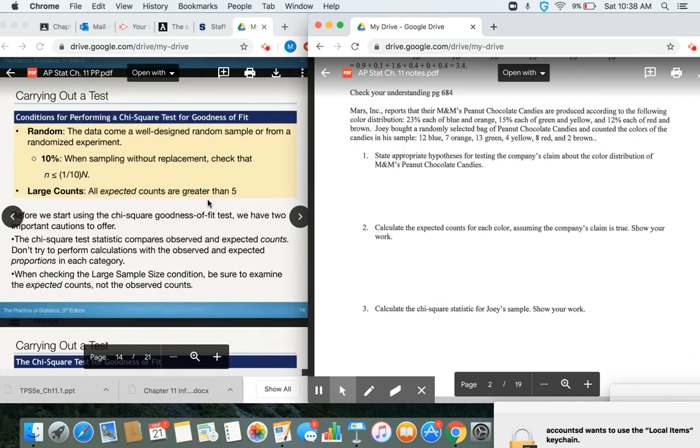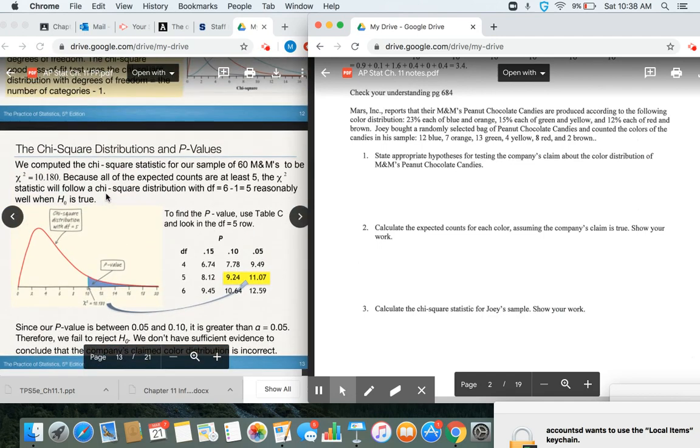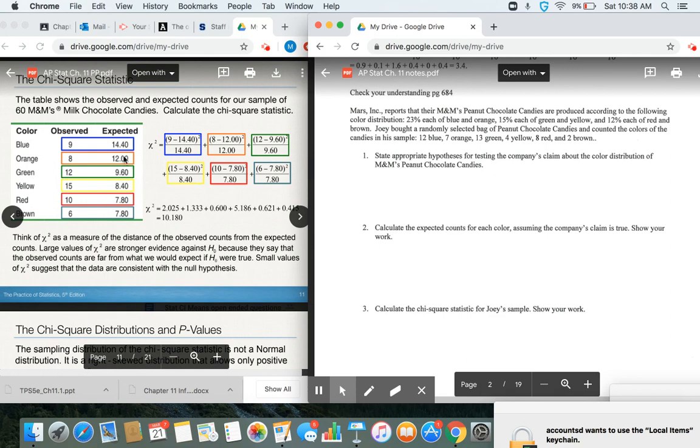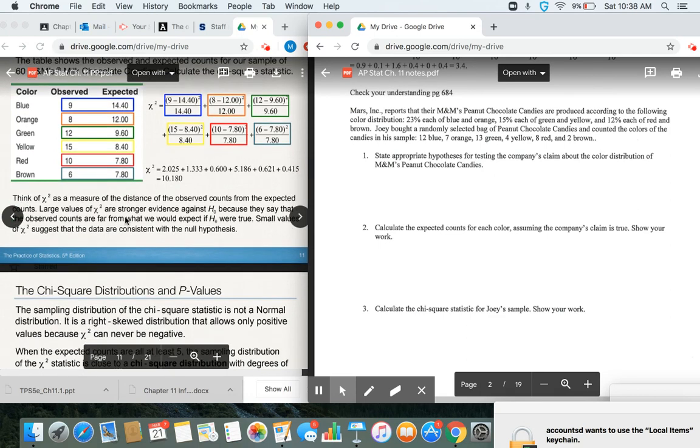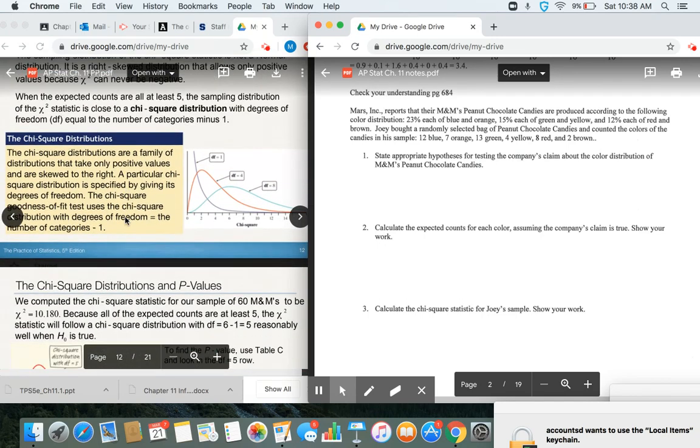A couple more slides here, all right? The next thing is the conditions. We also have an idea about these. Random, 10%. One change here in the large counts: all expected counts need to be greater than 5, okay? All expected counts need to be greater than 5. So if we go back to our M&Ms here, where these expected counts, they're all greater than 5, the condition is satisfied, we're good to carry on our test.